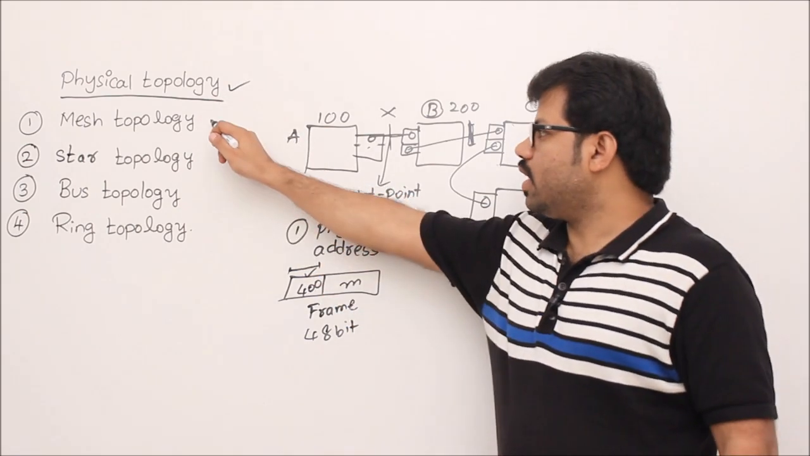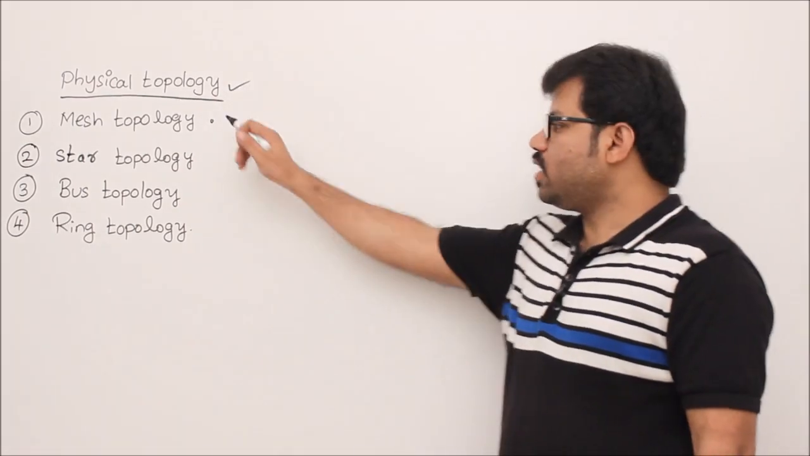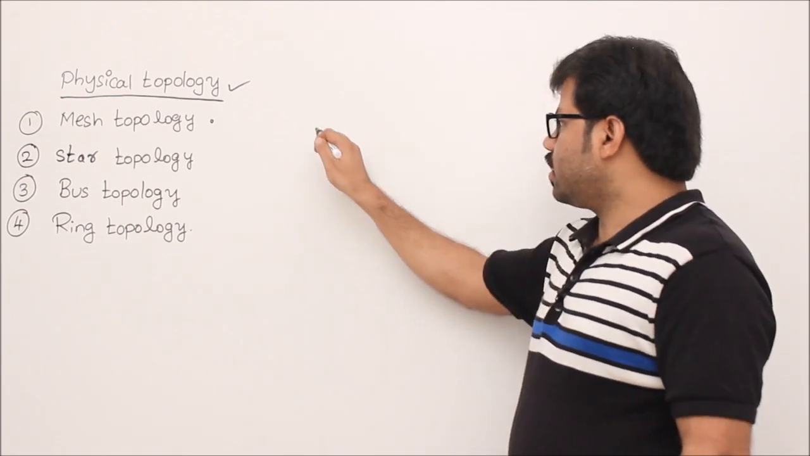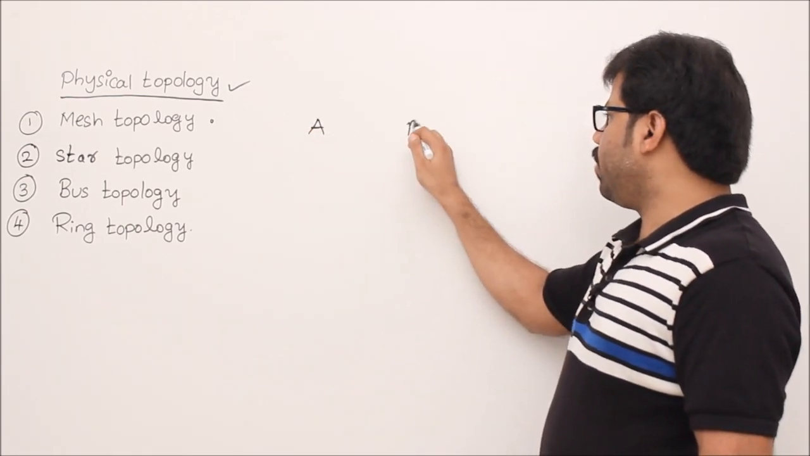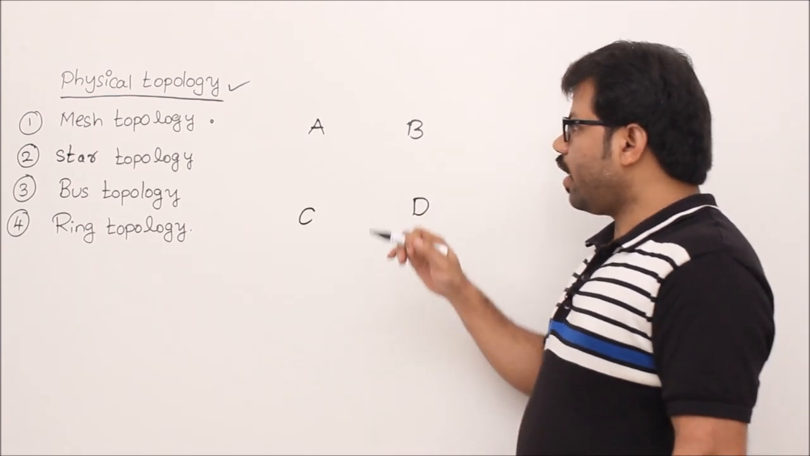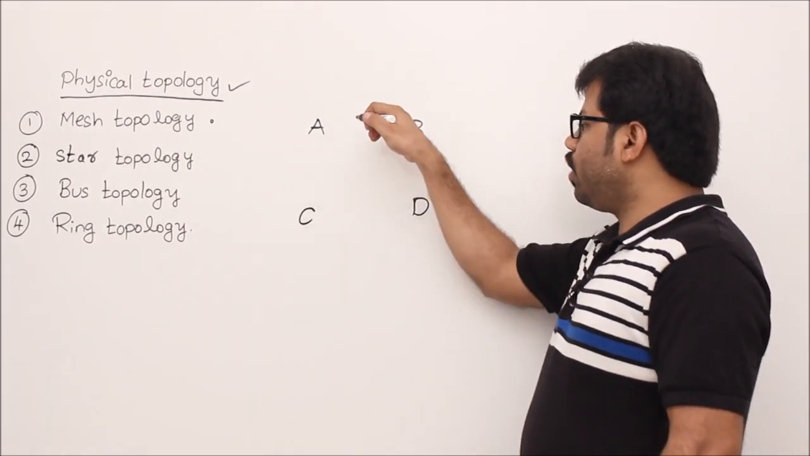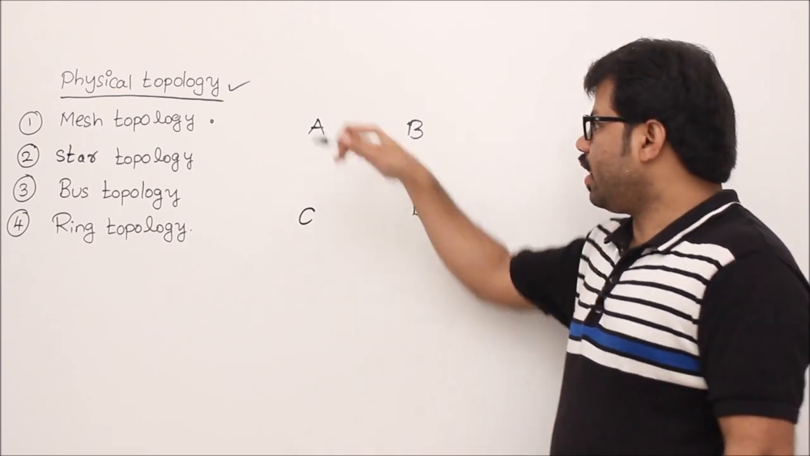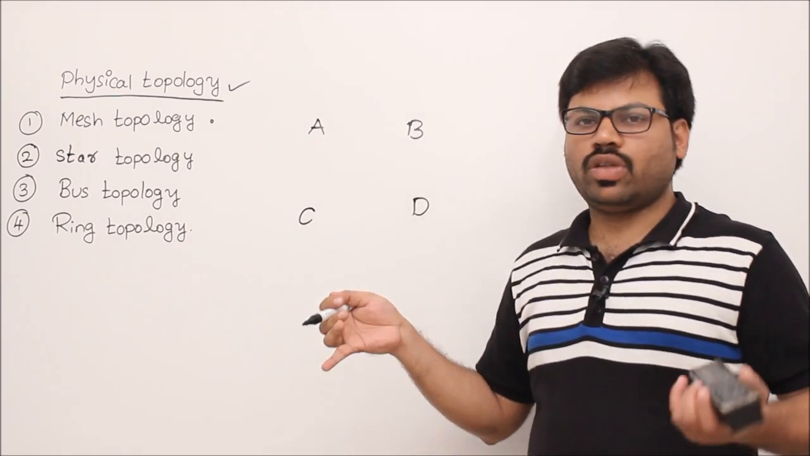One basic topology is mesh topology. So in mesh topology, what we do is, for example, I have four computers, A, B, C, D, and I want to connect them. Rather than connecting A to B, B to C, C to D, I connect every computer to every other computer through the ports.